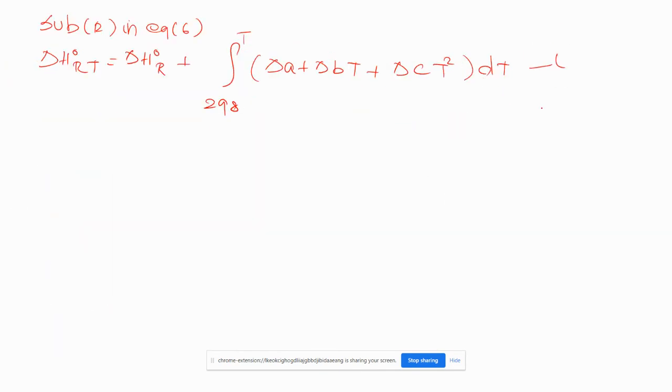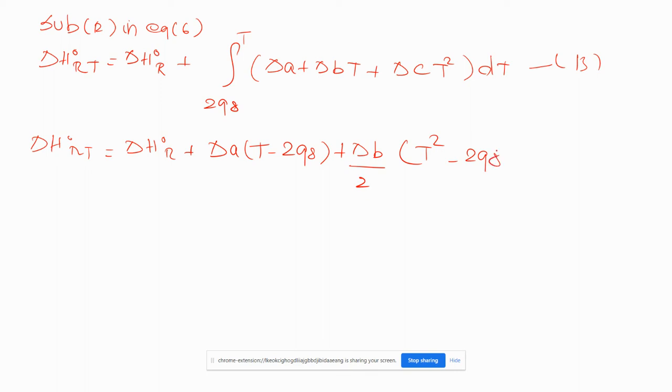Okay, equation number 13. Now this can be written as, after substituting, integrating and substituting limits: del H0 RT is equal to del H0 R plus del A into (T minus 298) plus del B by 2 into (T square minus 298 square) plus del C by 3 into (T cube minus 298 cube).